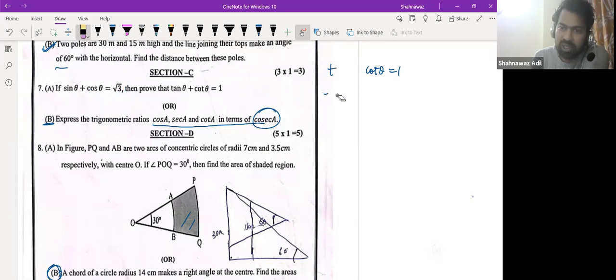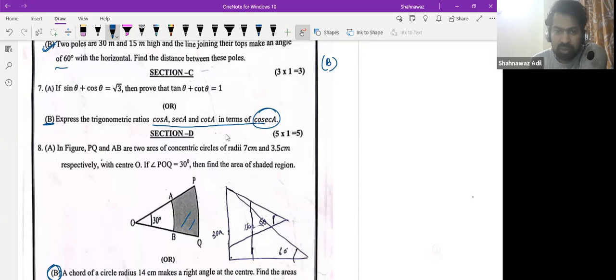Just remember the last one. Do you remember what is the first thing that we write in this one? We have to write cos A, sec A, cot A in terms of cosec A. So in this type of question, what is the first thing that I told you earlier? We draw a triangle and find out all the values of it.